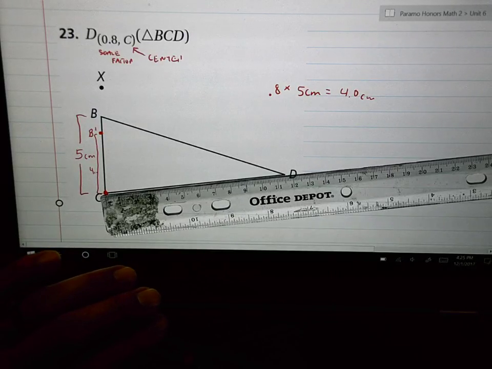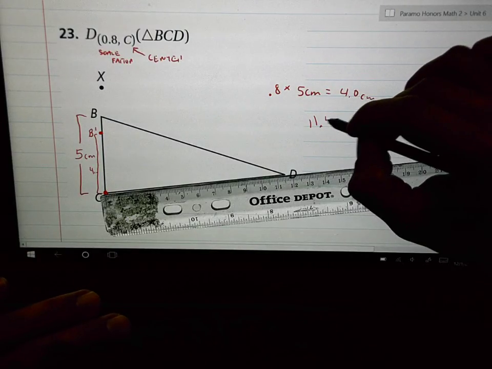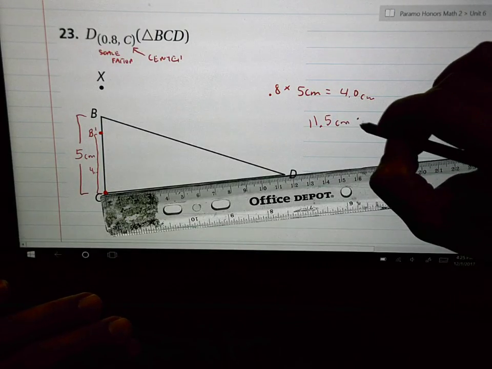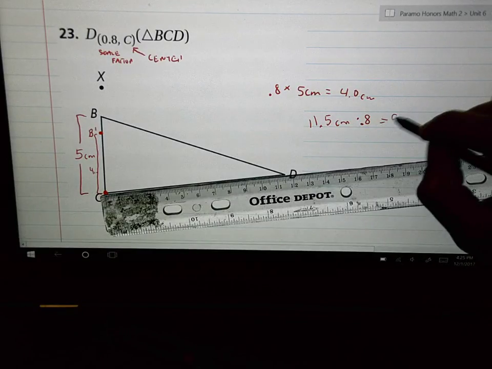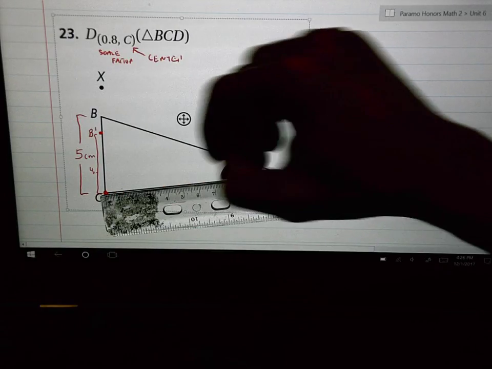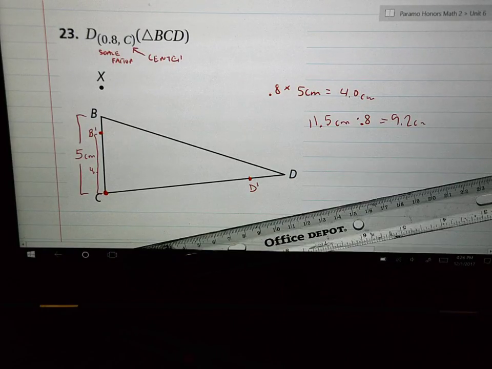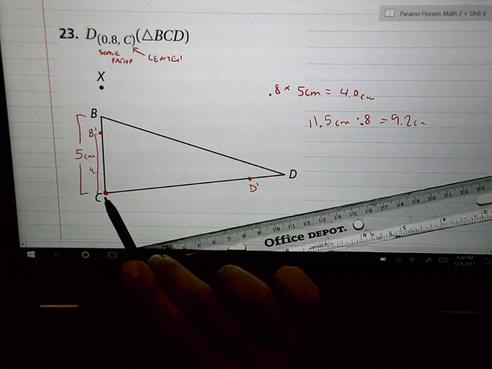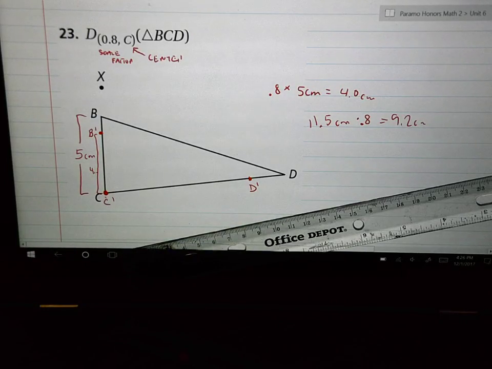I'm going to say that this is 11.5 centimeters, and I'm going to multiply that by 0.8 to figure out how far I've got to go. I'm going to use my calculator just because I don't feel like doing that. And I get that it's 9.2 centimeters. Where is 9.2 centimeters from C? Because C is our starting point. That means my new D prime is right here. How far do you go from C to get to C prime? Guess what? Because it's the same center point, it doesn't go anywhere.